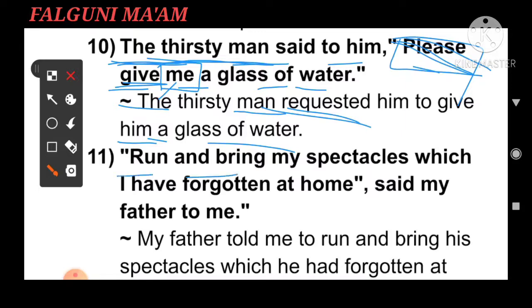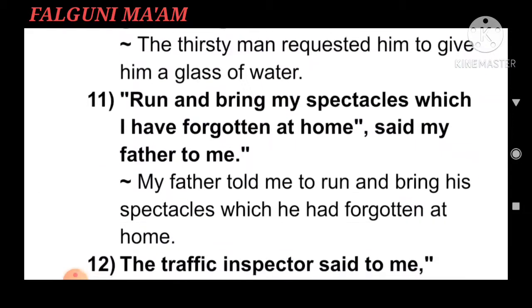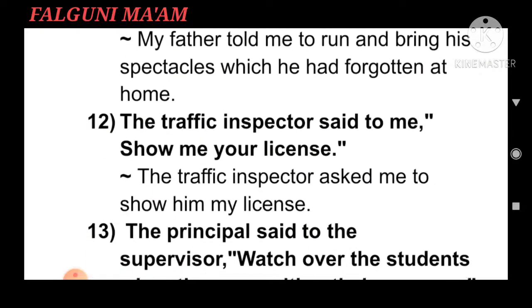Run and bring my spectacles which I have forgotten at home, said my father to me. So my father told me.